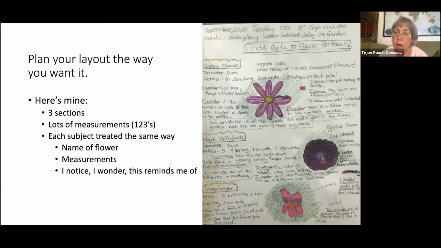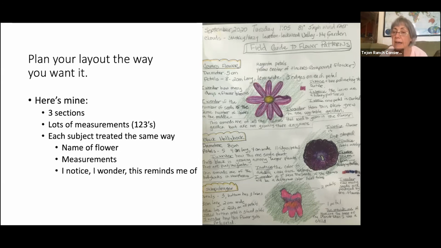So rather than writing what the length and diameter of the petals were, I couldn't do that because it's asymmetrical. But I still measured it. So 3 centimeters long, 2 centimeters wide. So I put in my measurements right after I identified the flower. And I put them in exactly the same place. So someone looking at my journal, if they wanted that information, it was right there.